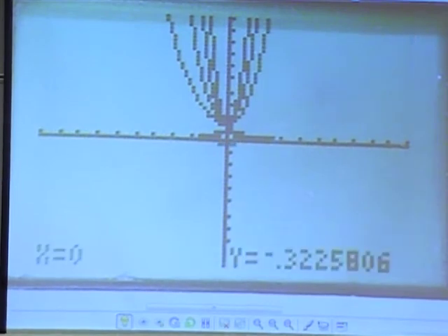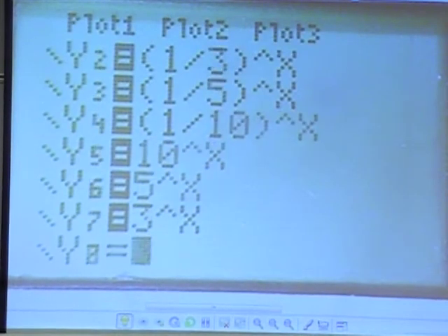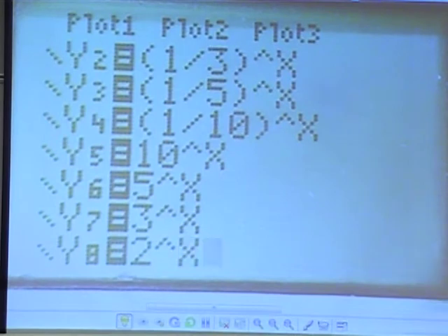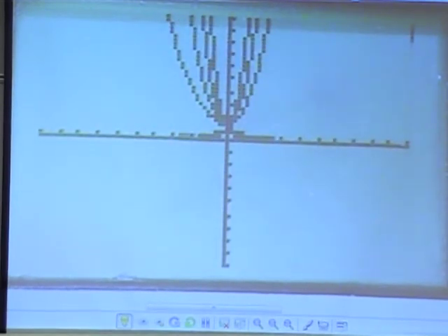Notice that they all go through 1 on the y-axis. Okay? Everybody got it now? That's important. It's also in your book.